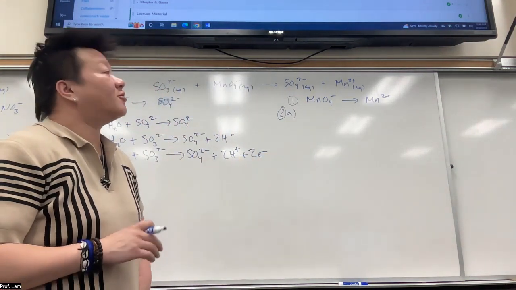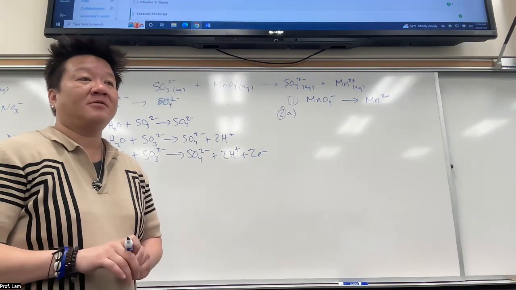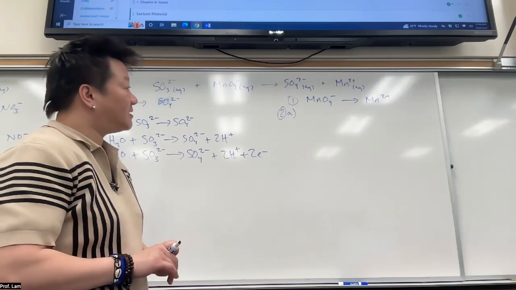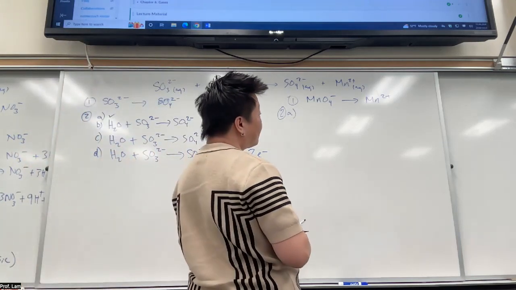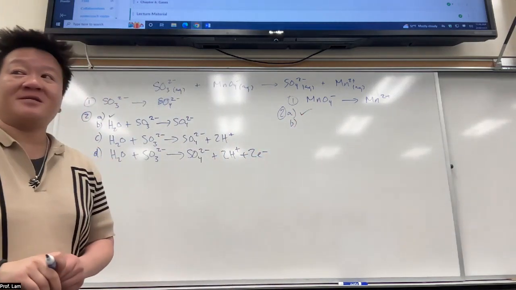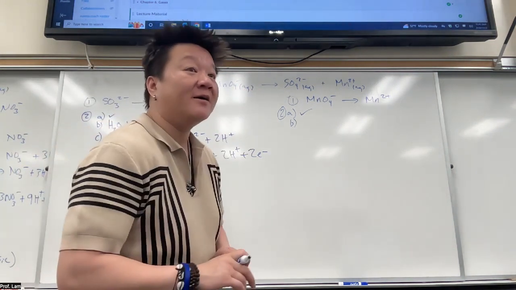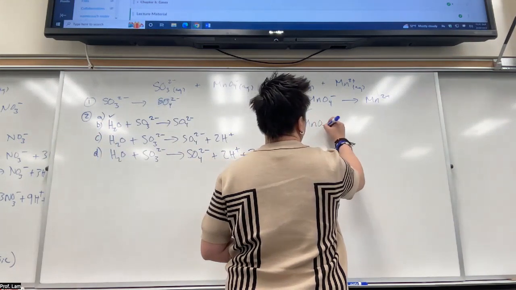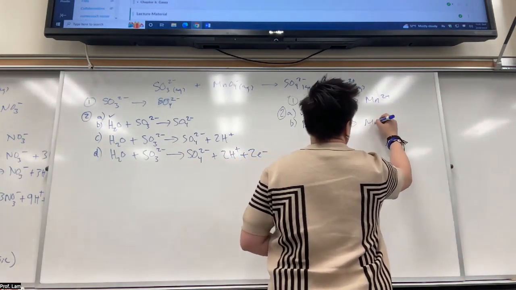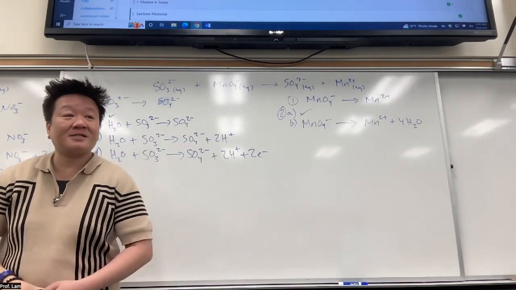Balance atoms other than oxygen and hydrogen. Do we have atoms other than oxygen and hydrogen? Yes. Is it balanced? Yeah. Go to B. Balance oxygen with water. So how many waters should I add and to which side? 4 on the right side. Very good. Everyone still following, right? Makes sense?